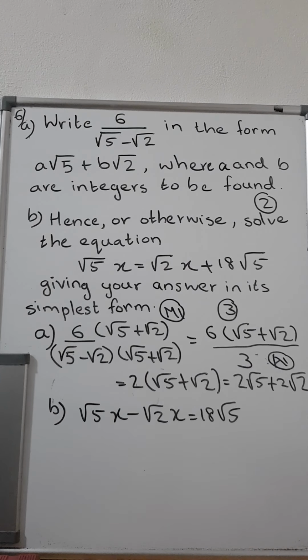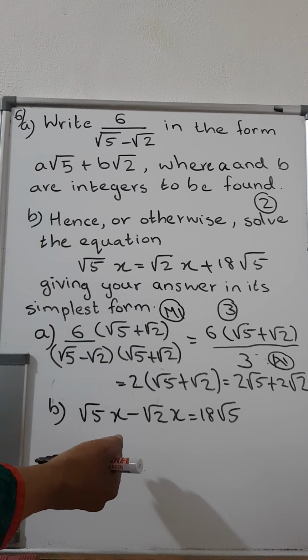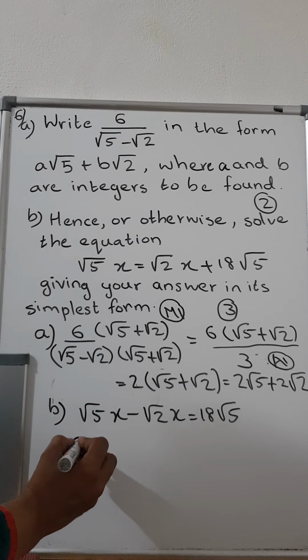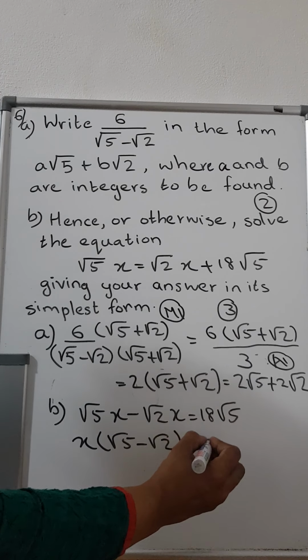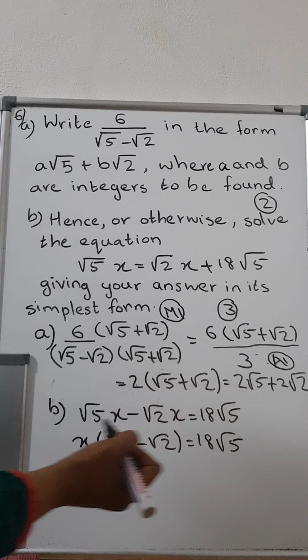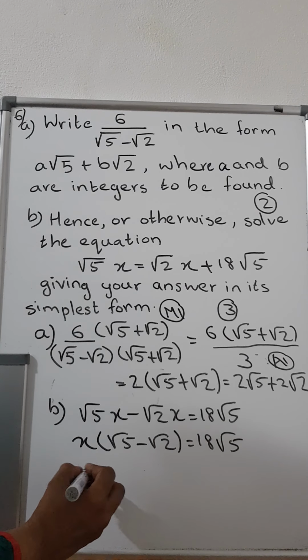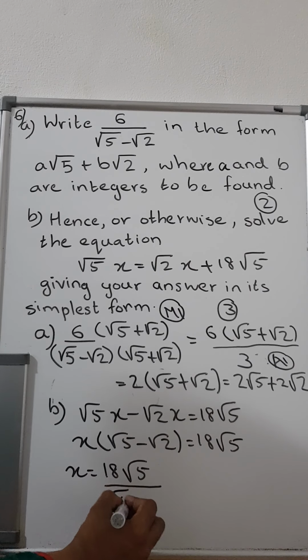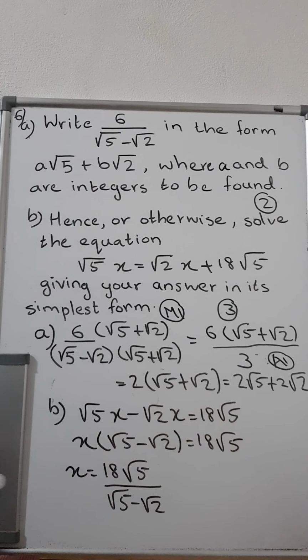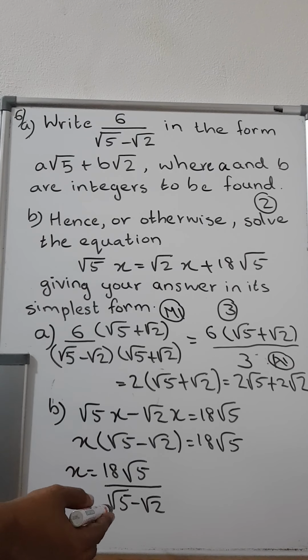We have to find x. For that we have to make x our subject. So we are going to take all the terms containing x to one side. Now factorize it. x times root 5 minus root 2 is equal to 18 root 5. Now you see, we can make x our subject. x is equal to 18 root 5 divided by root 5 minus root 2.